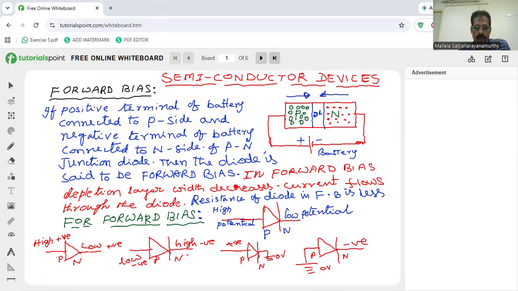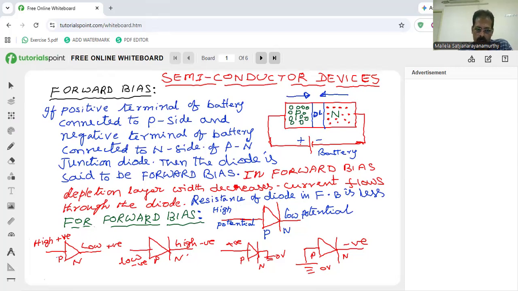So, which of the following is connected in forward bias? They ask this in the NEET exam, 100% one question will come from these figures. If you want to connect a diode in forward bias, the P side should be connected to high potential and the N side to low potential. See, these diodes are all connected in forward bias.